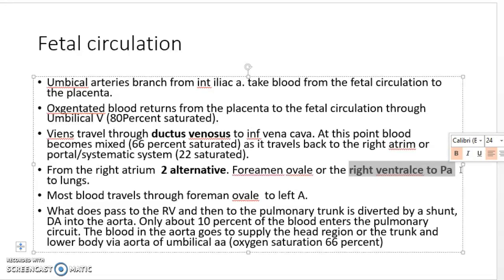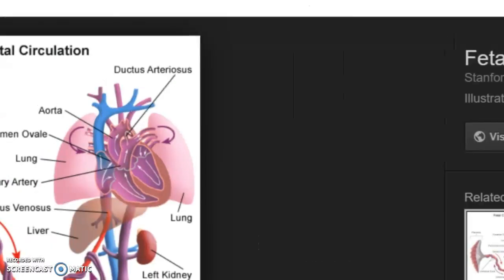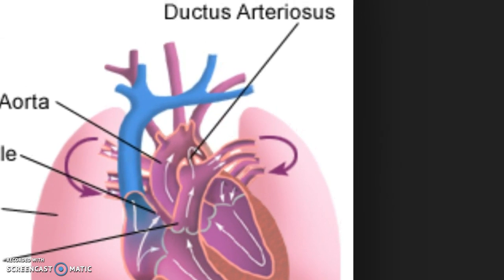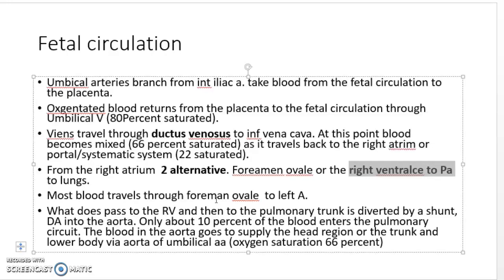Now, where does the blood pass? Whatever does travel from the right ventricle to the pulmonary trunk, that's going to be diverted by what, you might ask? Well, that's going to be the ductus arteriosus. Where is that located? Well, as you can see, it goes from the pulmonary trunk into the aorta. And once the blood is in the aorta, what's going to happen then?